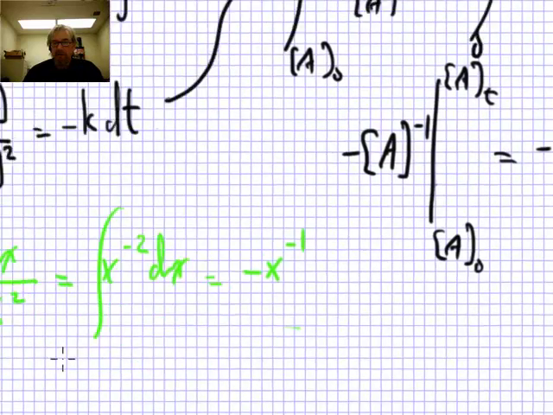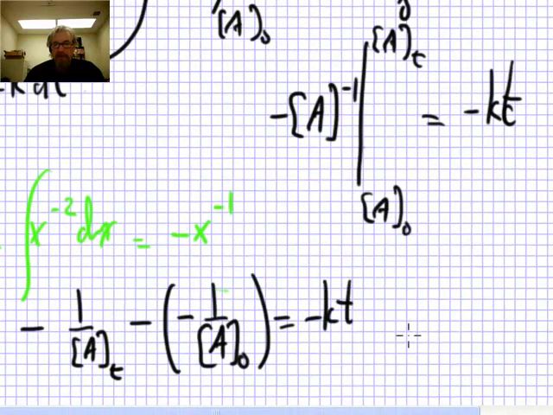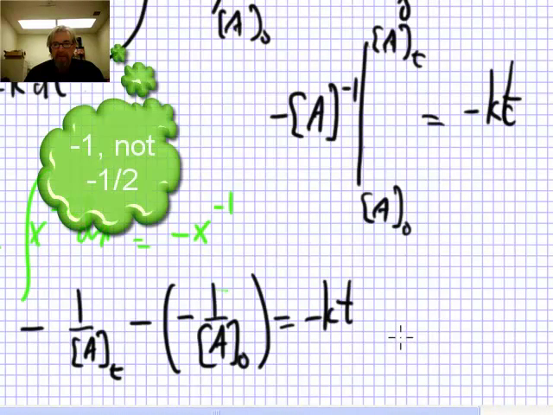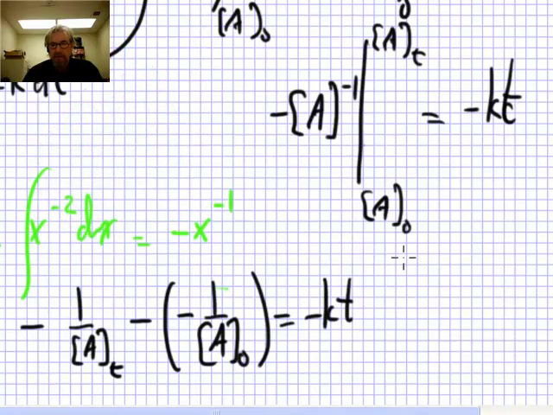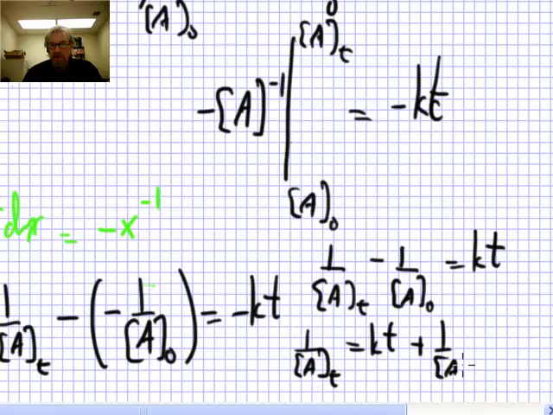So, evaluating the definite integral, now I have negative 1 over A at time t minus negative 1 over A at time naught equals minus kt. I'm going to multiply everything through by minus 1 to get rid of the negatives. So that tells me that I've got 1 over A at time t minus 1 over A at time naught equals positive kt. So 1 over A at time t is equal to kt plus 1 over A at time naught. So here's the relationship that will allow us to calculate the concentration at any given time.